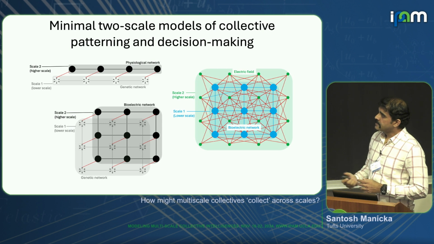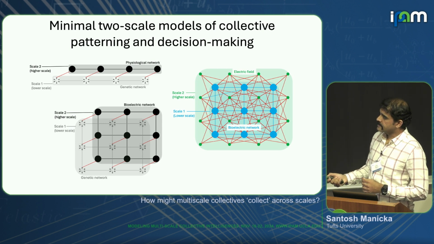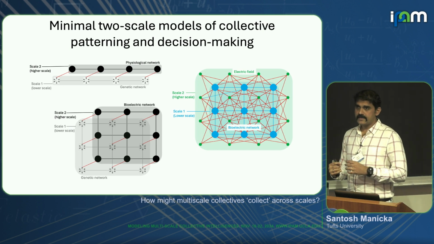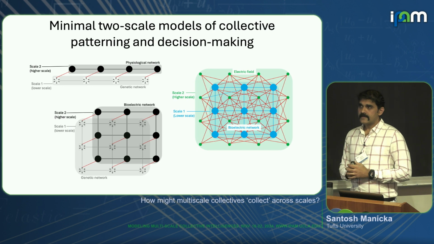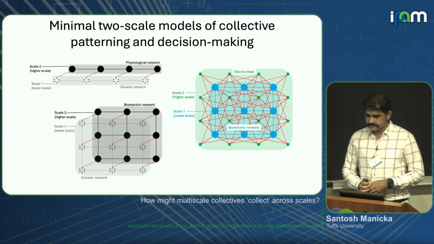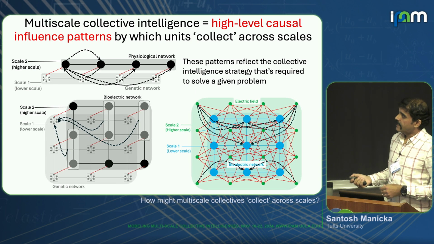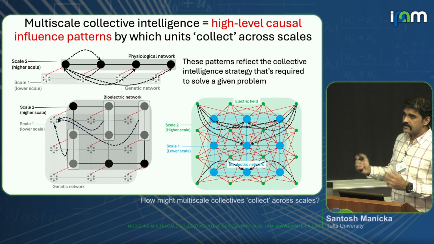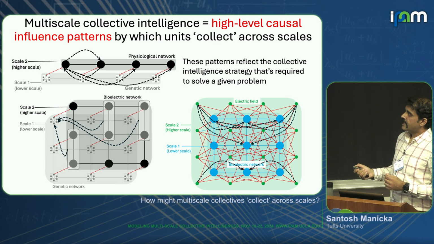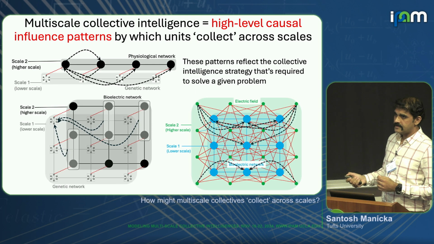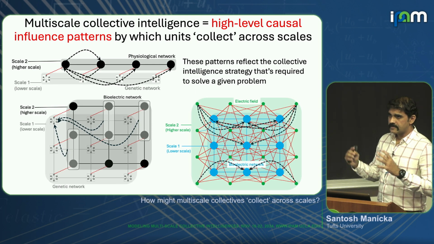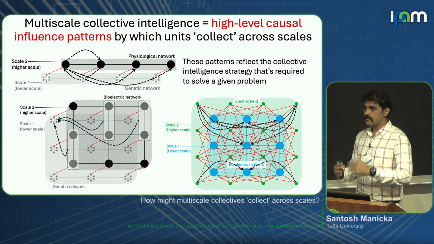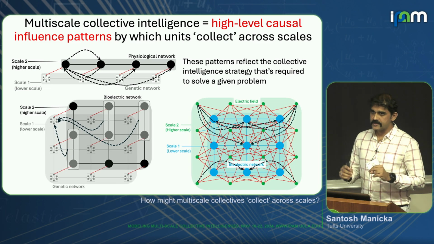And in the third example, we use this model that involves both the bioelectric network and an electric field that develops a vertebrate phase pre-pattern in frog embryos. And the idea that I would like to drive home is that we can think of collective intelligence as these high-level causal influence patterns by which the units of the collective collect across scales. So it's the patterns by which these units integrate and segregate over space and time. So that's the common language that I'm talking about.